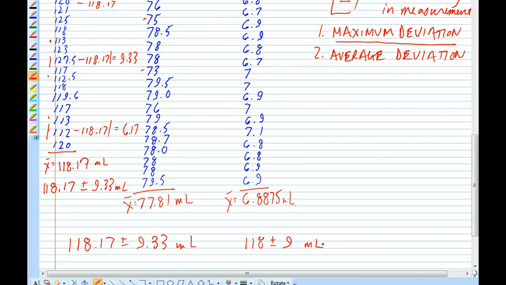If I'm unsure within 9 milliliters, in other words, I'm saying I could be 9 milliliters off, then why should I write anything in the tenths and hundredths place here? Basically, what I'm telling you is I'm not even sure about this one, so I know nothing about these. I know absolutely nothing about the tenths place and the hundredths place. I'm uncertain about the ones place. Okay? So that's what you do.